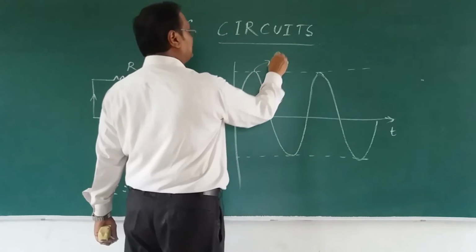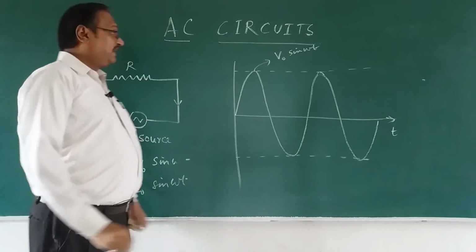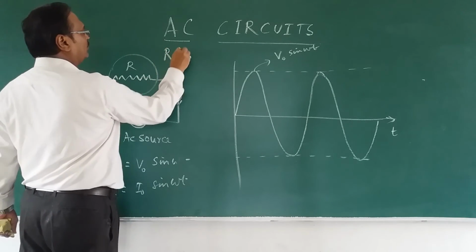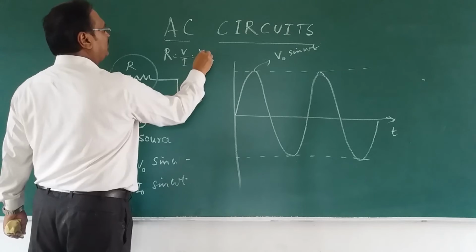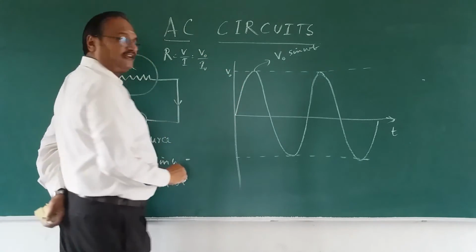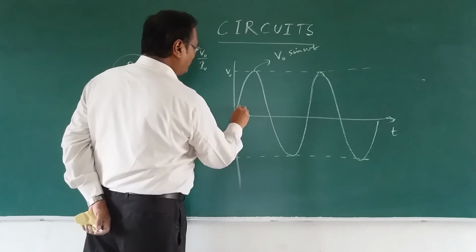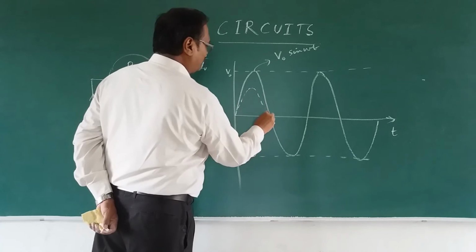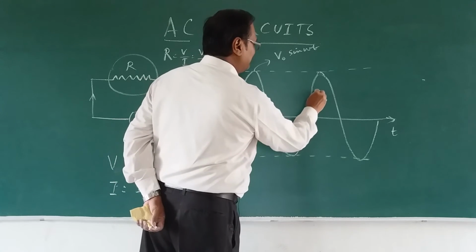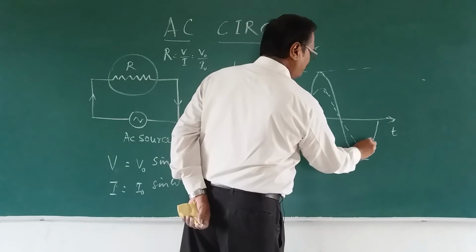What does this represent? V naught sine omega t. And only when resistance is there, R is equal to V by I is equal to V naught upon I naught. So this is representing V naught. I superimpose current. How am I superimposing? You see what I am doing? Its magnitude was less, amplitude was less. So I take it like this, like this, like this. I superimpose. I am drawing with dotted lines to show the difference between potential.